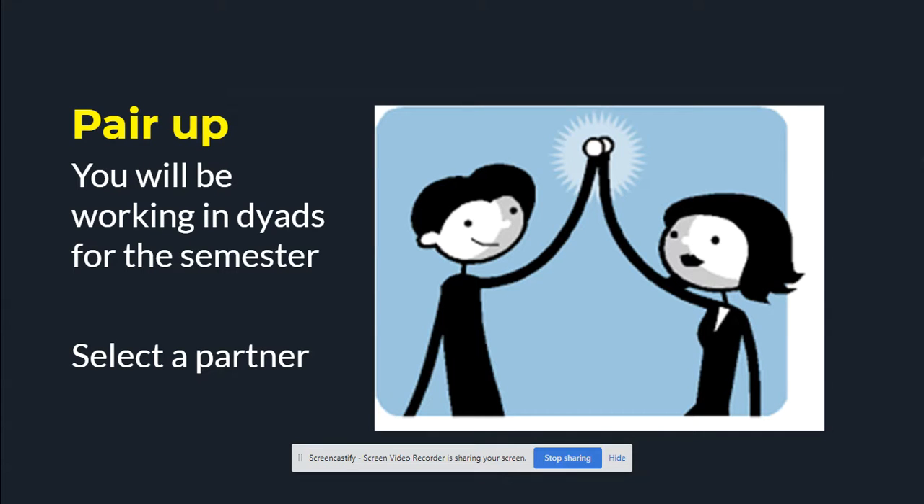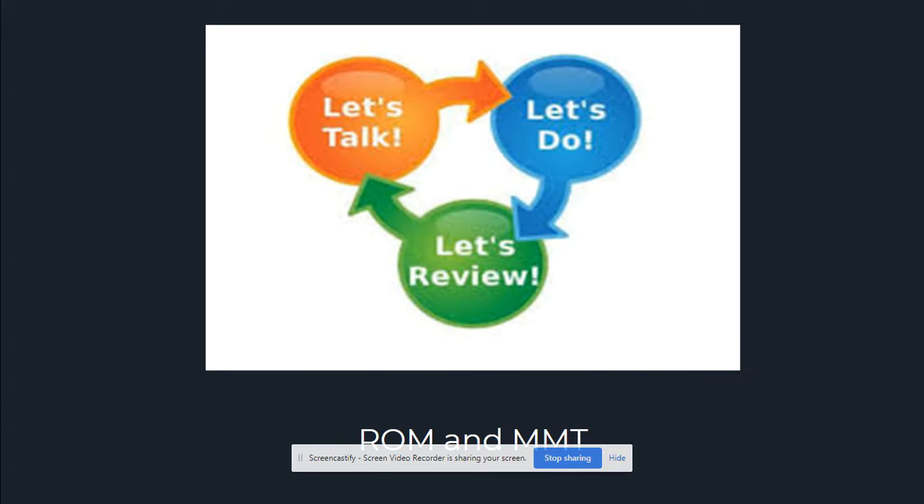In this class, you're going to be working with partners. So you can select a partner to use throughout the semester, but I would prefer that you change your partners up. Not necessarily selecting your best friend to be your partner, because I want you to work with somebody that's going to push you to be a better clinician and to dig deeper into the knowledge base that you already have. So let's talk for a minute about what range of motion and what manual muscle testing is.